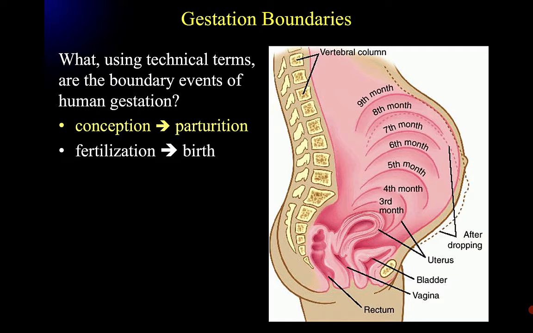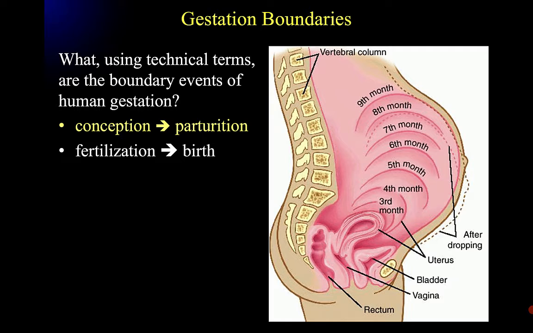Our next topic is actually a little bit of a confusing one. We want to think about the boundary events for human gestation. And we commonly think of gestation and pregnancy as being synonyms. So we're really saying, when does pregnancy start? When does pregnancy end? And this is typically defined as the human gestation period from conception to parturition. Or we can say this again as fertilization to birth.